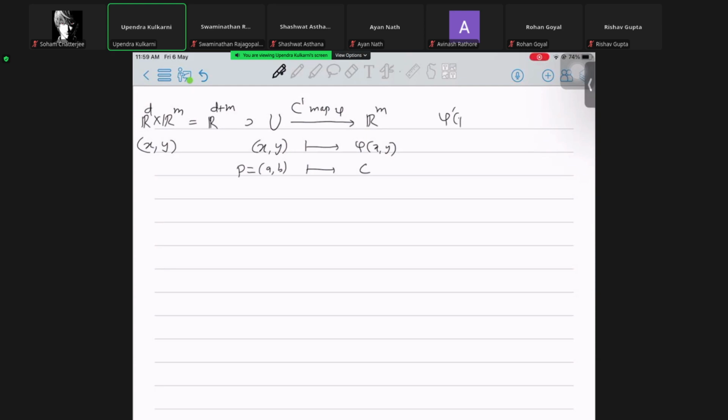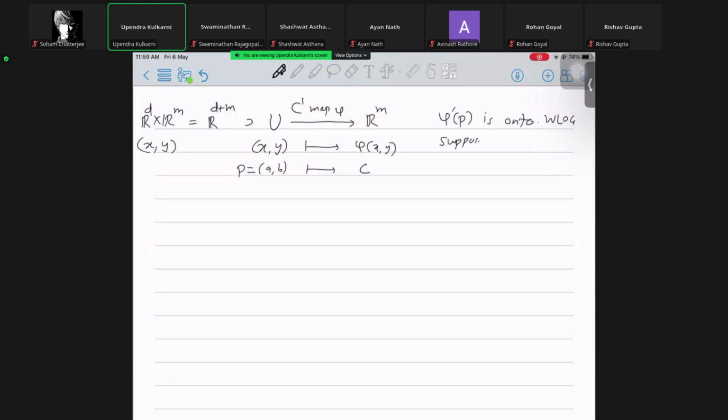phi prime of P is onto. So without loss of generality, the matrix of this is going to be a wide matrix with M rows and D plus M columns. So we just assume that the last M columns are linearly independent, so they form a basis of R^M.